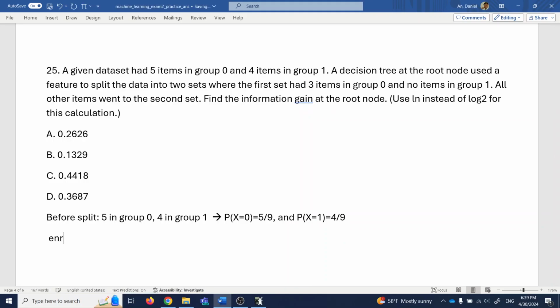So entropy is defined as negative of the sum of p_i times ln of p_i. So it will be negative of 5/9 times ln of 5/9 plus 4/9 times ln of 4/9. Okay, so let's put that into the calculator and see what we get.